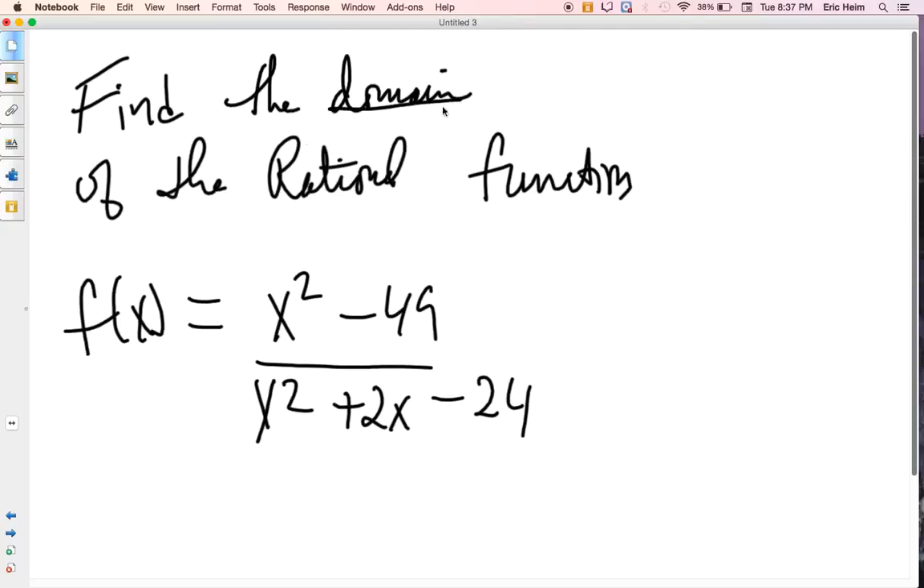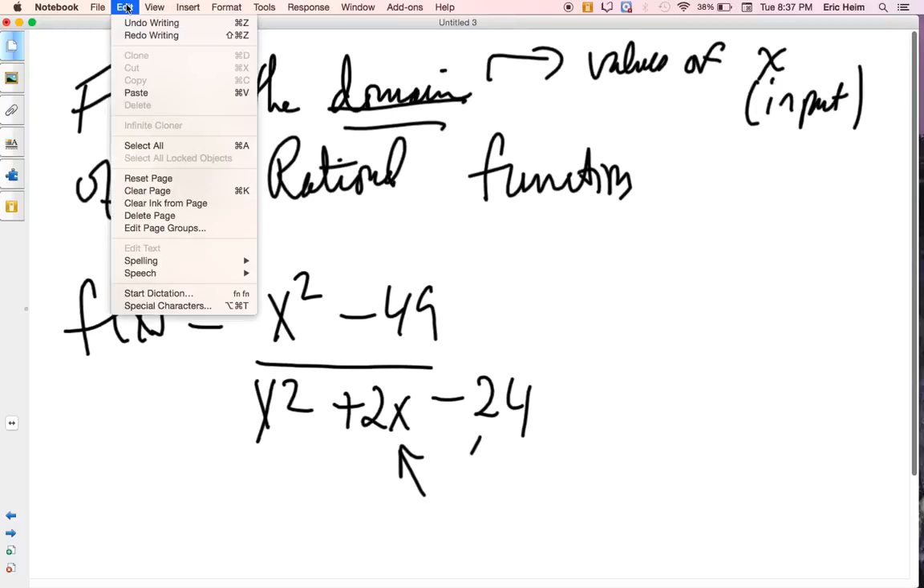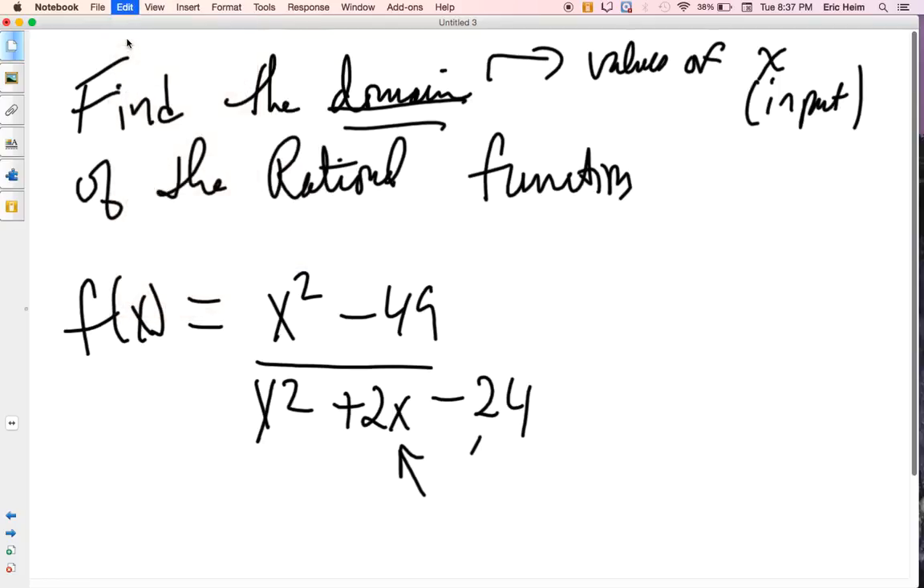This is find the domain. Now the domain is values of the independent variable, in this case x, right? What are the values of x, or the input? This is function talk. You know, x is the input, f of x is the output. It could be written as y instead, but for whatever reason right now we're doing it this way. Okay, so what are the values of x that can generate a real number answer for this function?